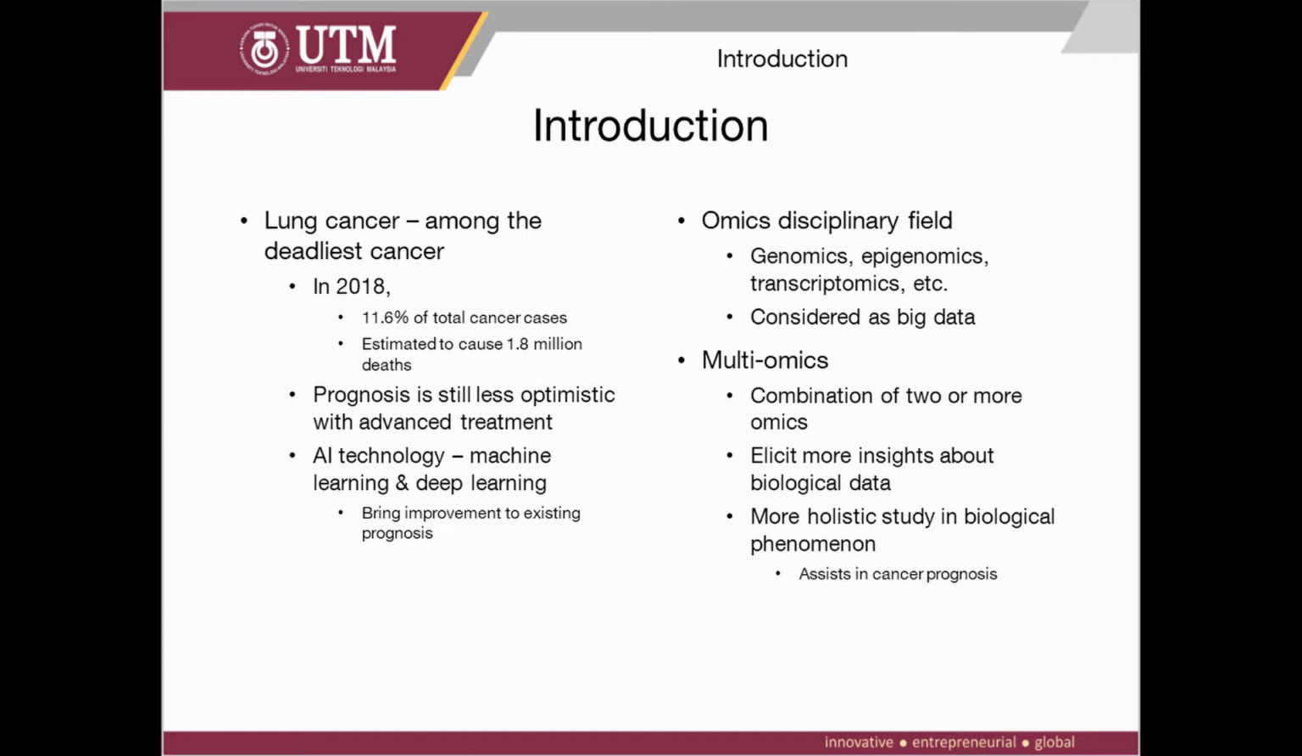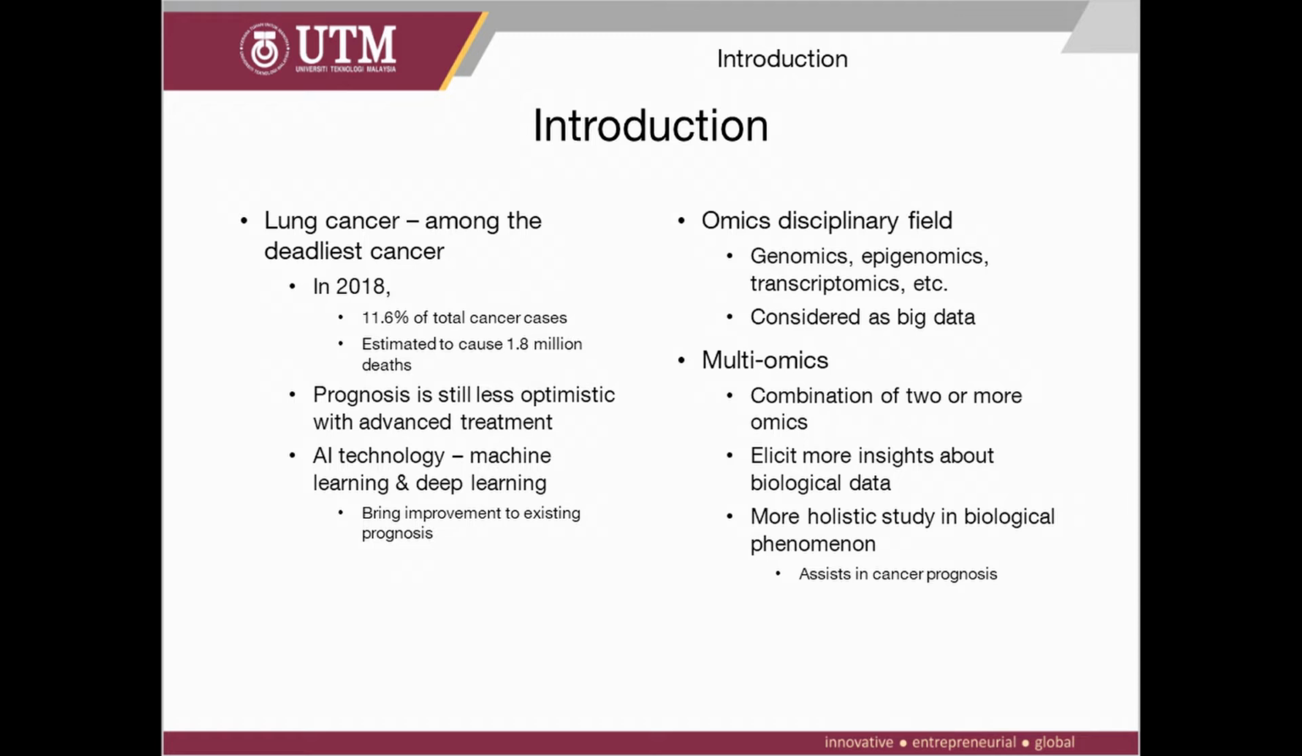Let's start off with lung cancer. Lung cancer is among the deadliest cancers in the world. In 2018, it contributed about 11.6% of total cancer cases and caused around 1.8 million deaths. Even with advanced treatment, the prognosis for lung cancer is still not very optimistic. However, recent researchers found out that AI technologies such as machine learning and deep learning could help bring improvement to the existing prognosis procedure.